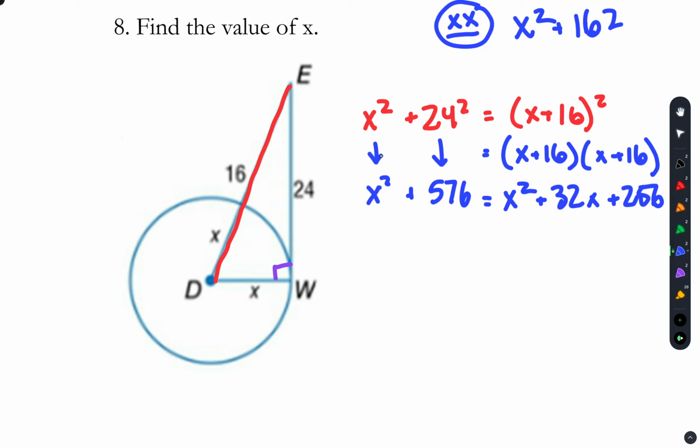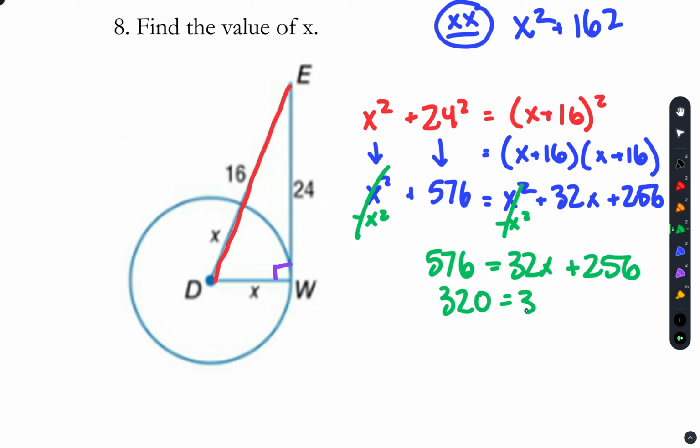Okay, everybody with me? And I'm like, oh, darn it, I have to factor. But actually, when I move those x squareds to the other side, do we see how they cancel out? If I subtract x squared from both sides, hey, look at that. They cancel. So I'm left with 576 equals 32x plus 256, which is much easier. It's 320 equals 32x, and that equals 10. So look at that. Again, we've once again avoided factoring. Isn't that nice?